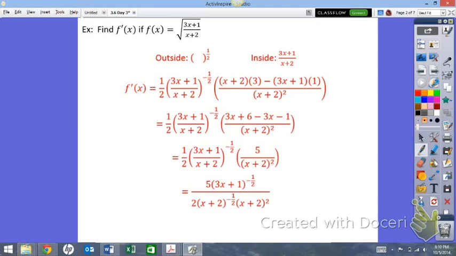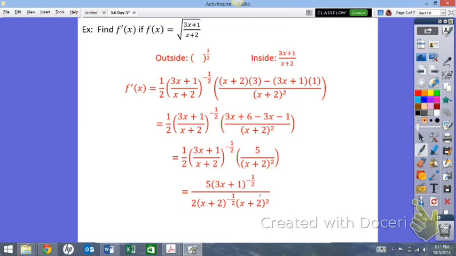If I do that, what I've done is I've taken 5 times the 1, which has given me 5, times, and then I've broken this fraction up into (3x plus 1) to the negative 1/2, and then it's over, right here you see, (x plus 2) to the negative 1/2 as well. And then I also still have down in the denominator the 2 times this (x plus 2) squared.